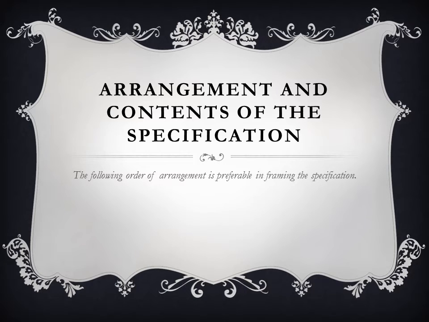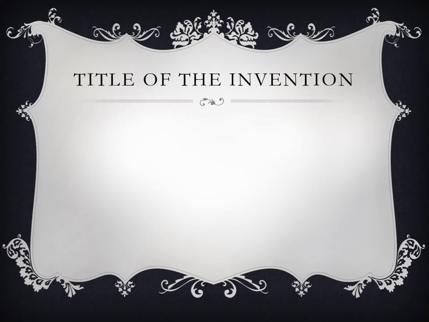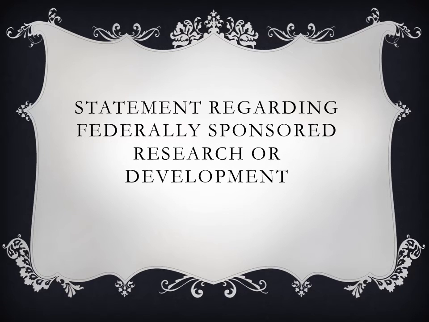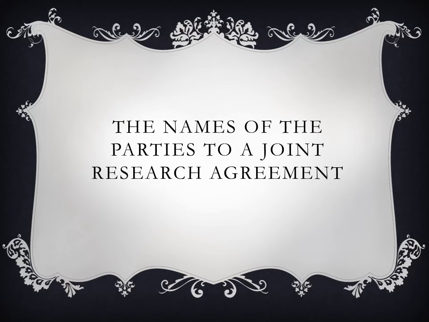Arrangement and contents of the specification. The following order of arrangement is preferable in framing the specification. First, include the title of the invention. Next, cross-references to related applications. Next, statements regarding federally sponsored research or development. Next, the names of the parties to a joint research agreement.